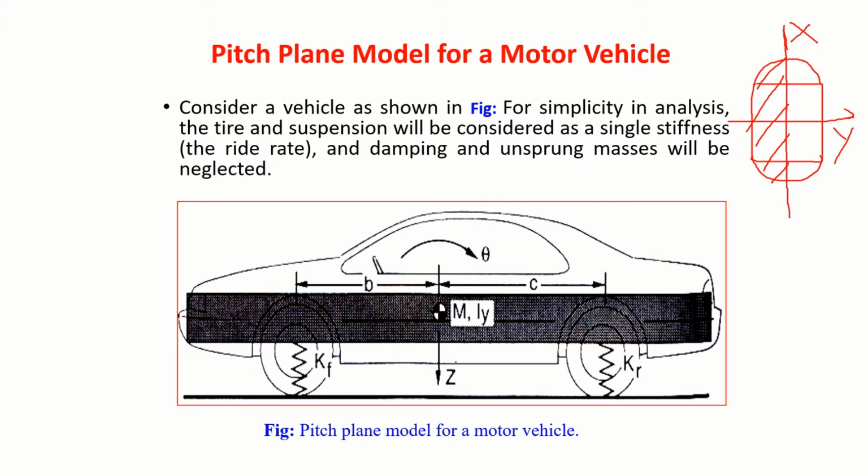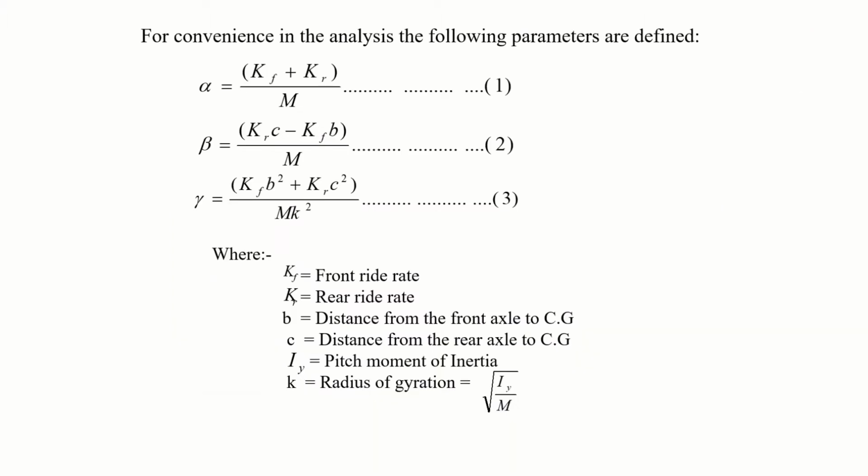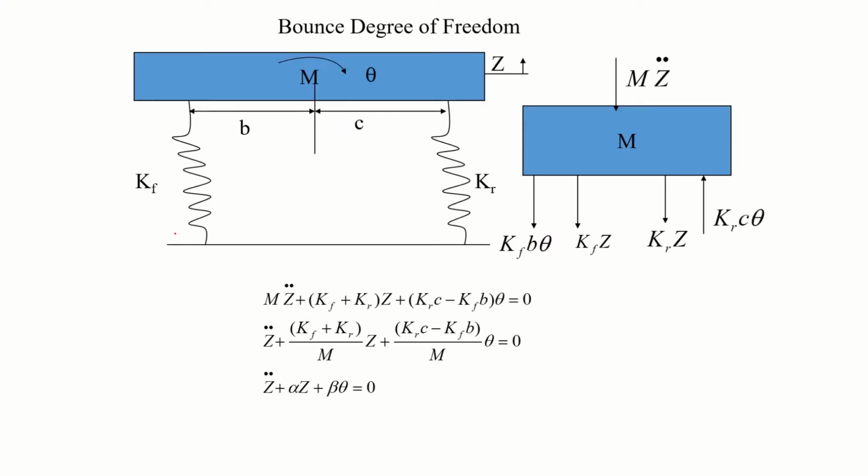There are two degrees of freedom. One is z degree of freedom, another one is theta degree of freedom. And we'll make some assumptions. For simplicity in analysis, tire and suspension will be considered as a single stiffness, right. And damping and unsprung masses will be neglected. So we have to define this. We'll come back to this part later.